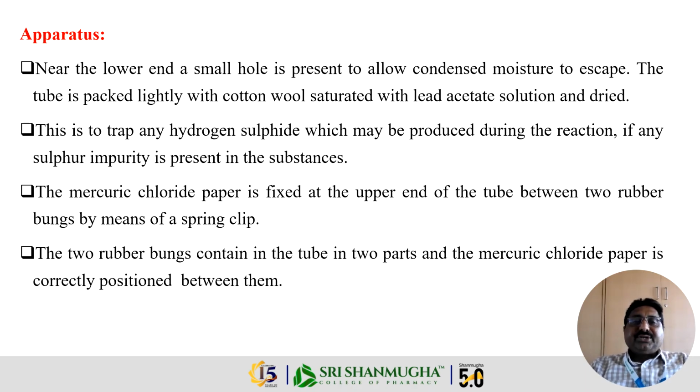Inside the tube, cotton wool soaked in lead acetate solution is placed. This is to trap any hydrogen sulfide which may be produced during the reaction. At the top of the tube, a mercuric chloride paper is fixed between two rubber bungs. This mercuric chloride paper will react with arsenic gas and produce the stain.